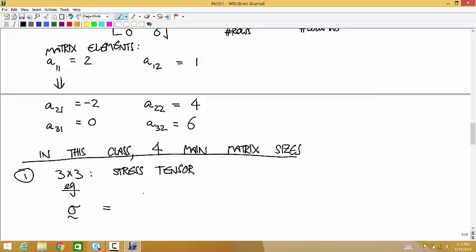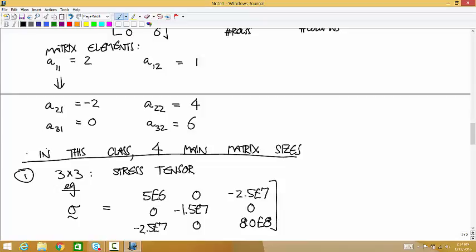and it's going to have big values, say like 5 times 10 to the 6 pascals, 0, negative 2.5 times 10 to the 7 pascals, 0, negative 1, where am I getting these numbers from? They're just totally random. 0, almost random except for one important thing. Okay, so there's a stress tensor in pascals.